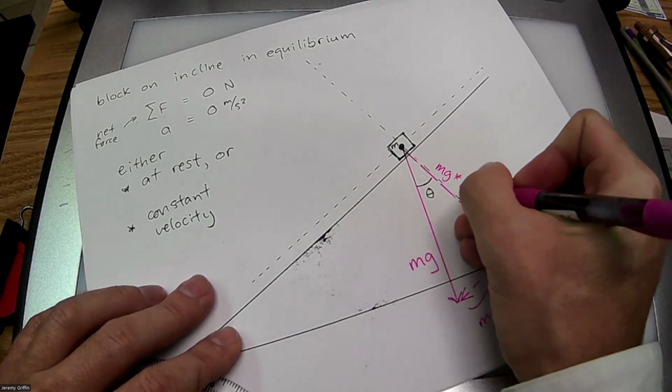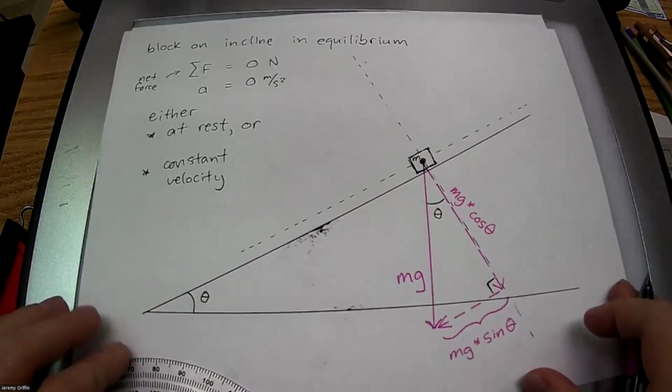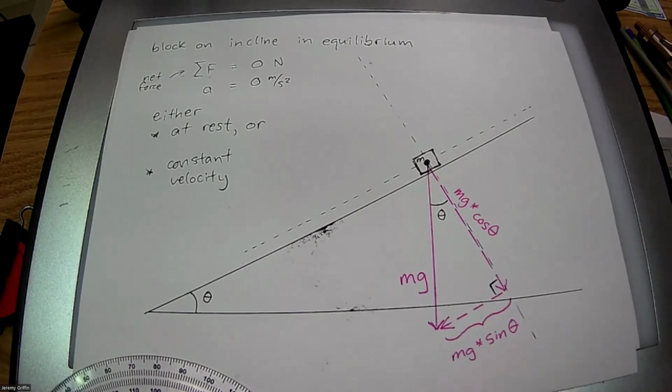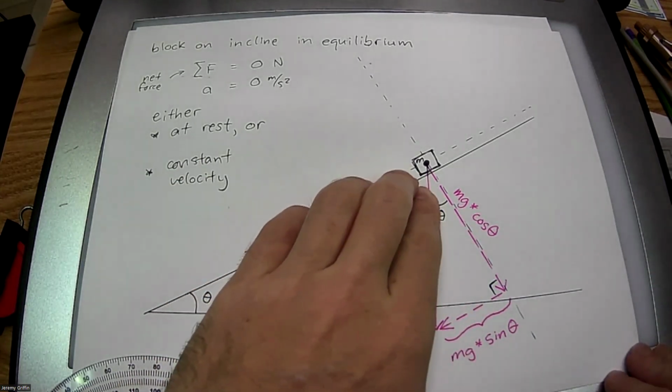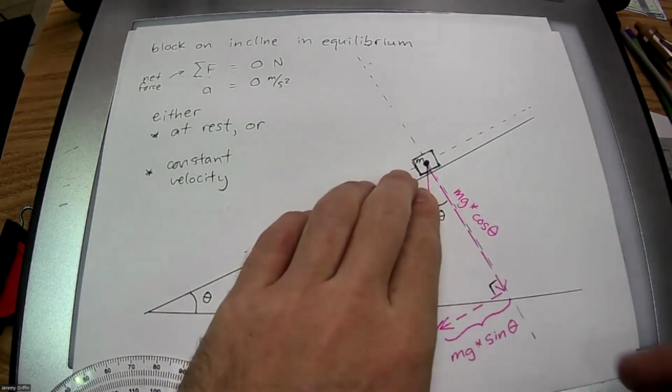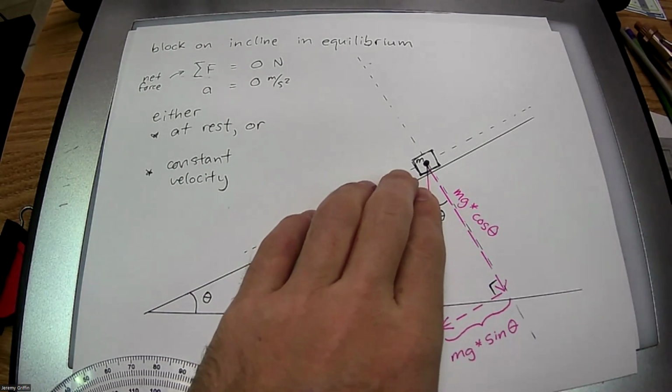Aha, mg cosine theta. Oh yeah. Right, you guys got that? Sine and cosine. It's coming back again. Okay, good so far. So from now on, I'm going to ignore the actual weight vector, and I'm going to think about it in terms of the components to solve whatever question might be asked.